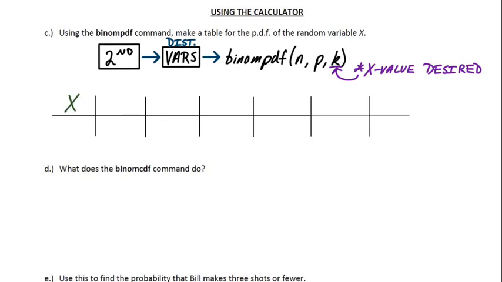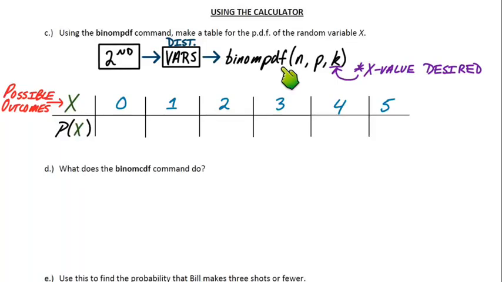So to start out on the top row, this is our X right here. So the top row is all the possible outcomes for X. And remember, he's shooting 5 free throws, so he could make 0 out of 5. He could make 1, could make 2, all the way up to 5 free throws. And then the row below that, let's give the probability for each one of these events.